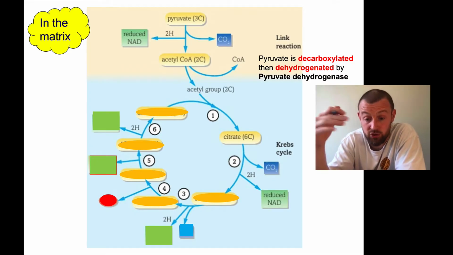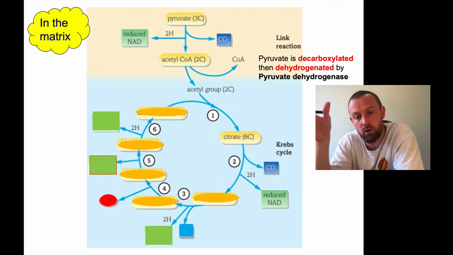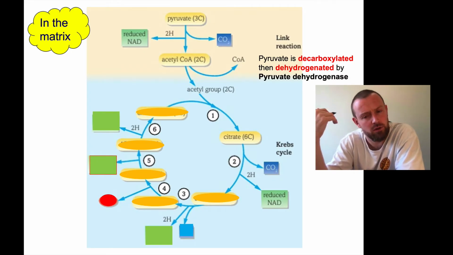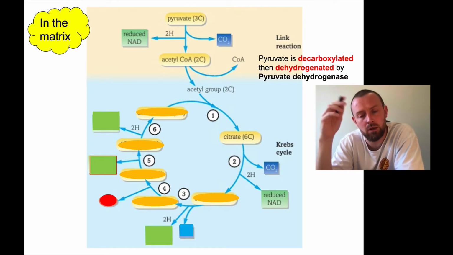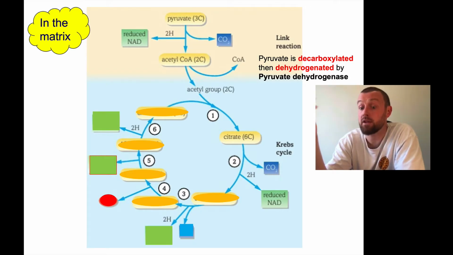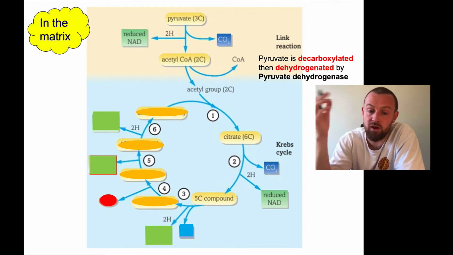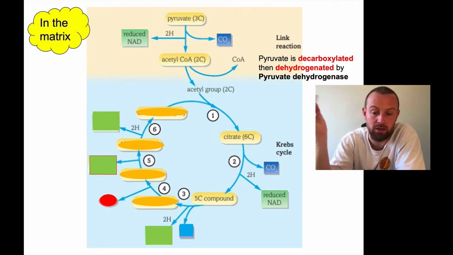We can extract some reduced NAD. And we also lose a carbon at this point. We lose a carbon dioxide. So if citrate was 6 carbon, and we're losing a carbon dioxide, the number of carbons must have gone down. And yes, you guessed it, it's gone down to 5. So we just call this a 5-carbon compound. Actually, we don't need to know the name of it at this stage in your studying. It's just a 5-carbon compound.